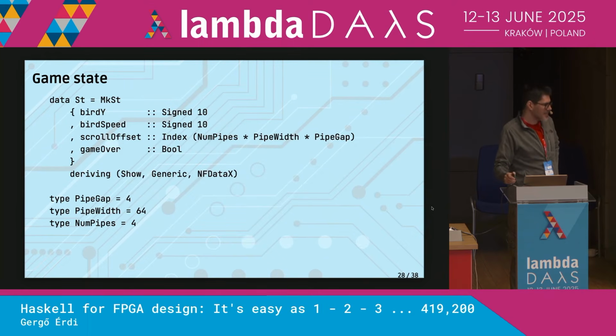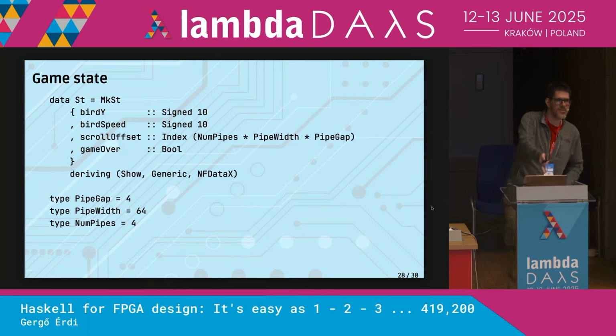So what is our game state? Well, it consists of the bird's position and the bird's vertical velocity. Then we also scroll the pipes, so we have to know how much we have moved horizontally. And we also need to know whether we just died, because if we have, we want to flash the background red. So we define this data type. The usual thing is just a product type. And then we use some type.